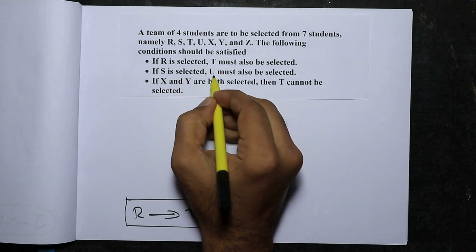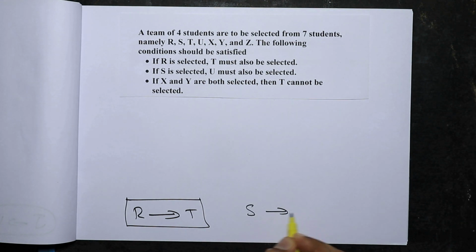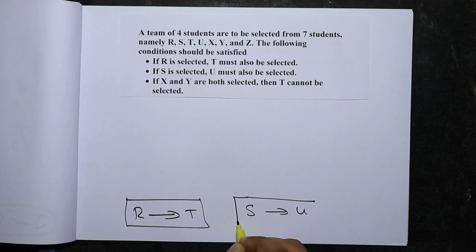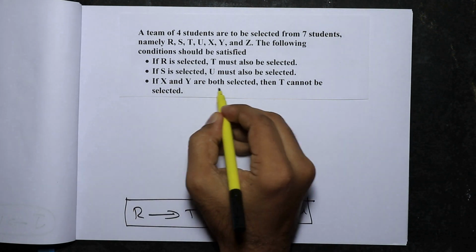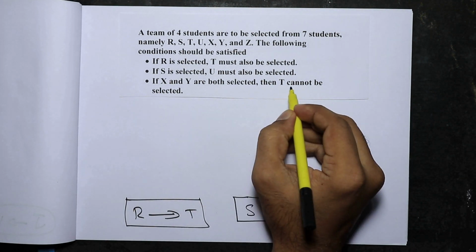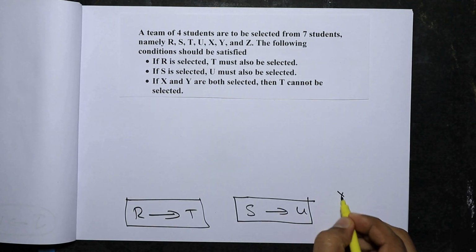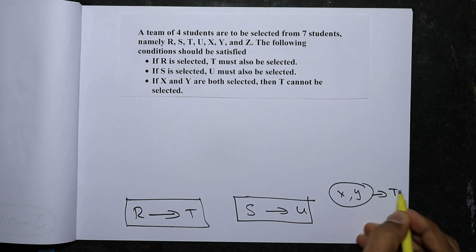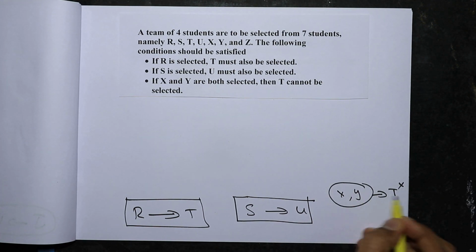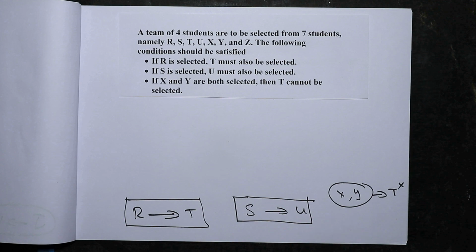Then if S is selected, U must also be selected. So S implies U. So if S is selected, then U should also be selected. If X and Y are both selected, then T cannot be selected. So if X and Y are both selected, then you cannot select T. So we have got all the data. Now we can start with the questions.